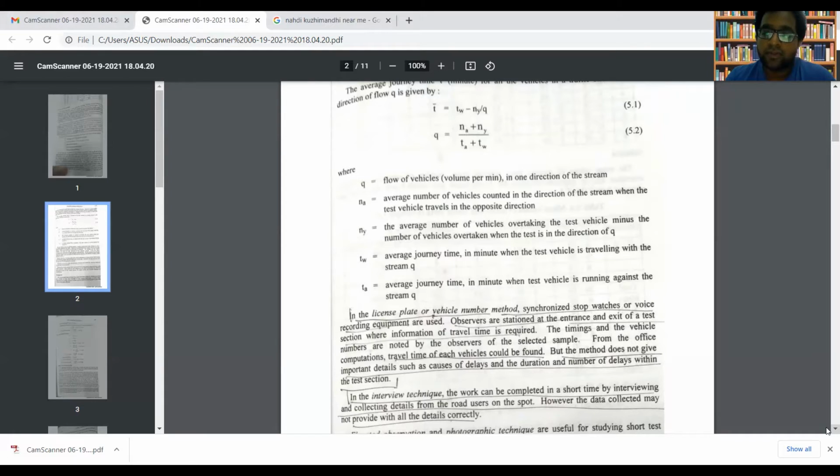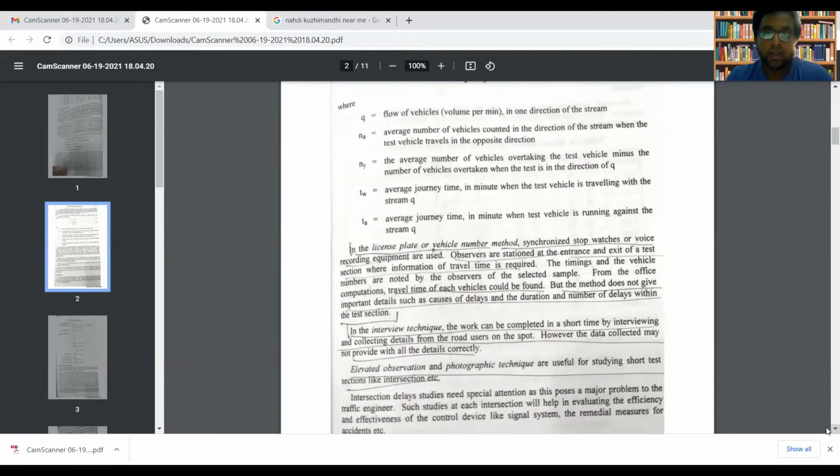But this method will not give important details, like what are the causes of the delay and what are the duration and number of delays within the different test sections. That will not be provided. So that is one limitation with this particular method. So the first method is the floating car method. The second method is the license plate or vehicle number method.